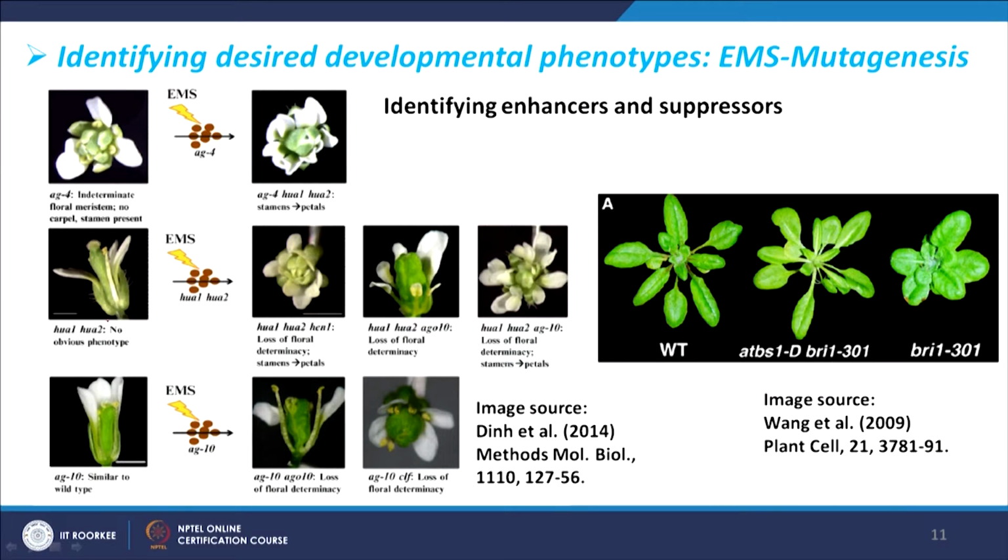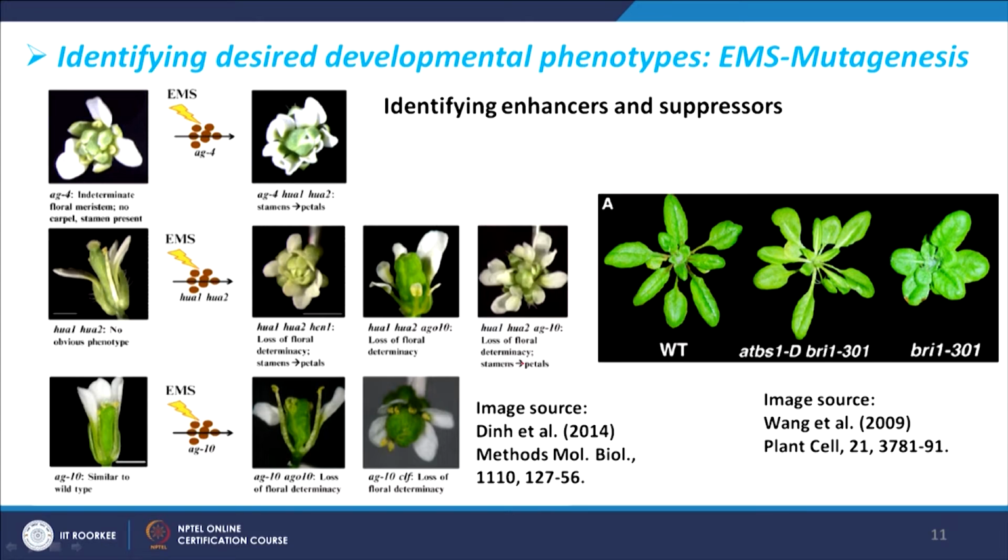So, if you take a single mutant, there is no obvious phenotype, but when you screen for higher order mutants, so HUA1 and 2 with HEN1, there is a loss of floral determinacy, there is a homeotic conversion of stamen into petal. Similarly, HUA1 and HUA2 with AGO10 gene, there is a loss of floral determinacy. With agamous, there is loss of floral determinacy and conversion.